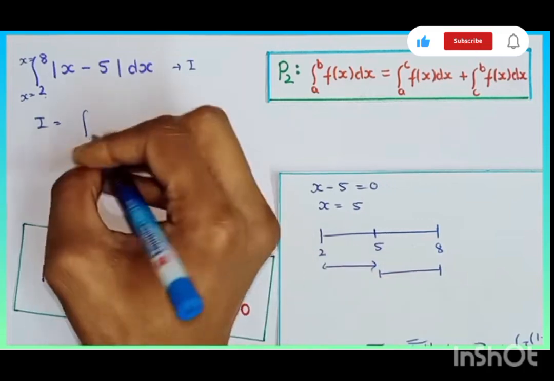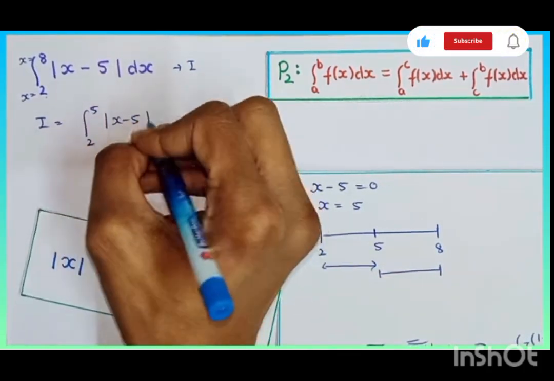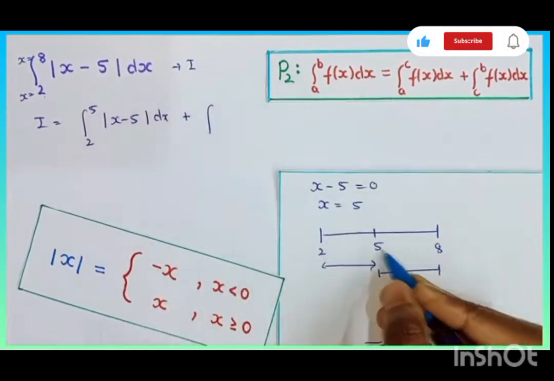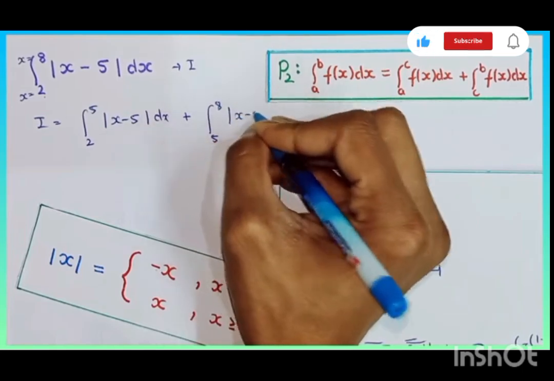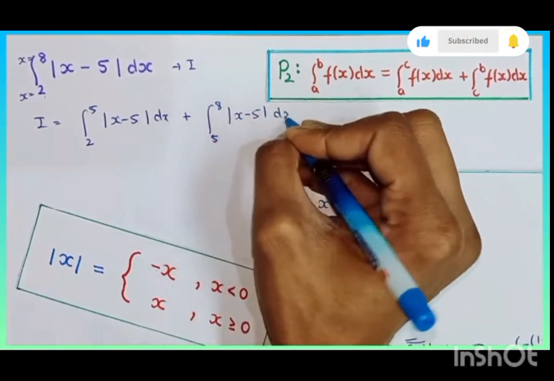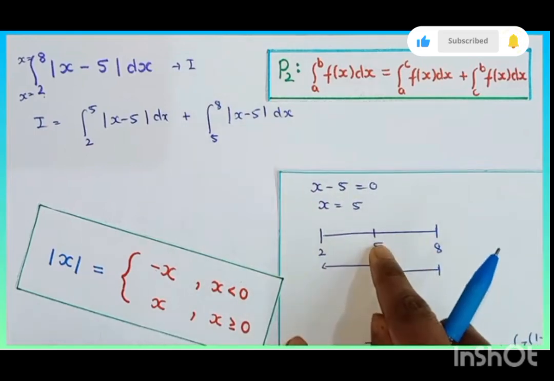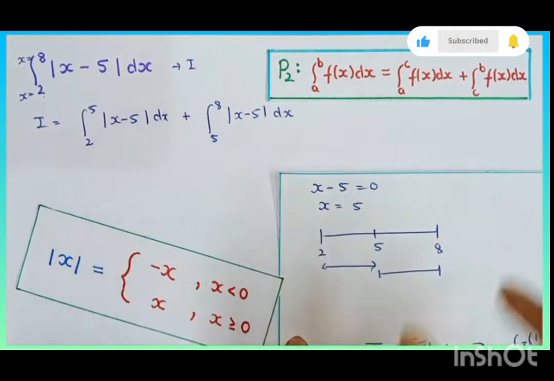Integrate 2 to 5 of mod x minus 5, okay? dx plus integrate 5 to 8. So what is 5 to 8? Mod x minus 5 with respect to dx. Okay? Got this idea? Why did we do this? Why did we break these two intervals after we got it? Right?